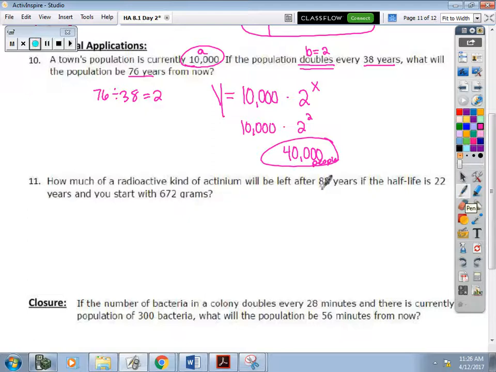This one, we want to see how much will be left after 88 years if the half-life is 22 years, and you start with 672 grams. So you start with this amount, that's my A value. When you see a half-life, that's telling us that our B variable is 1/2. Just like doubles was 2, half-life is 1/2. So our general equation would be 672 times 1/2 to the x power. So this is a decay problem. And then we have to figure out what to plug in for x. So we would take 88 divided by 22, which is 4. So we would plug in 4 for x. And we should get 42 grams.